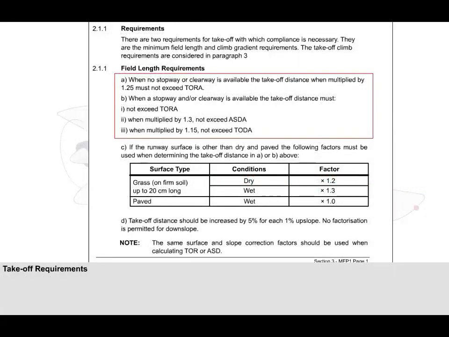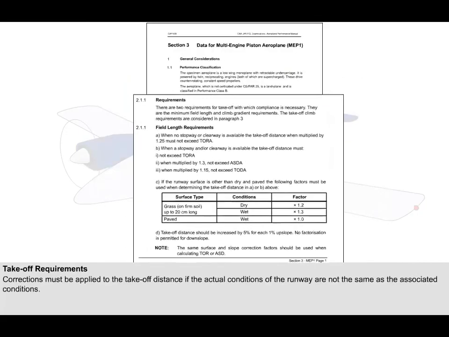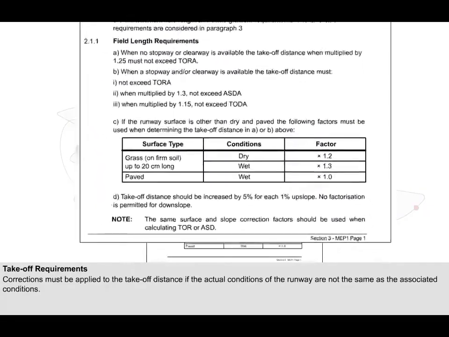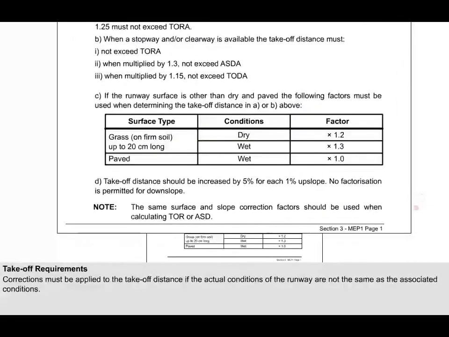Having discussed the regulations detailing the maximum takeoff distance that may be permitted at an airfield, this next part of the lesson will detail the regulations governing how the takeoff distance is corrected for non-standard conditions. These regulations stipulate what correction factors must be applied to the takeoff distance when the runway conditions are different from standard.